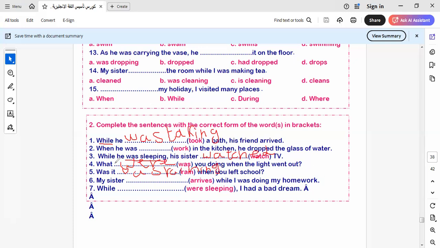While I was doing my homework, my sister arrived. I had a bad dream. I had a bad dream while sleeping. Why did I omit was here? Because there isn't any pronoun, so while must be followed by the verb directly, like this: while sleeping, I had a bad dream.